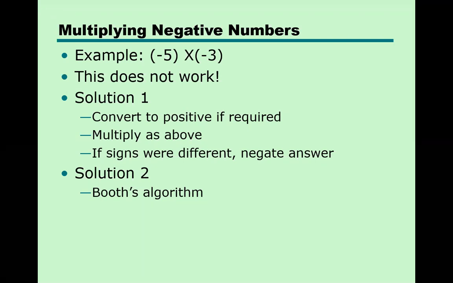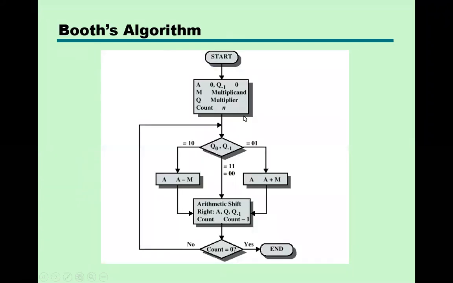So in this solution, there are a number of extra steps that you have to perform if you are using the previous technique for negative numbers. If you want to minimize the number of steps, the solution is Booth's algorithm. In Booth's algorithm, in fewer steps, you will get the result.